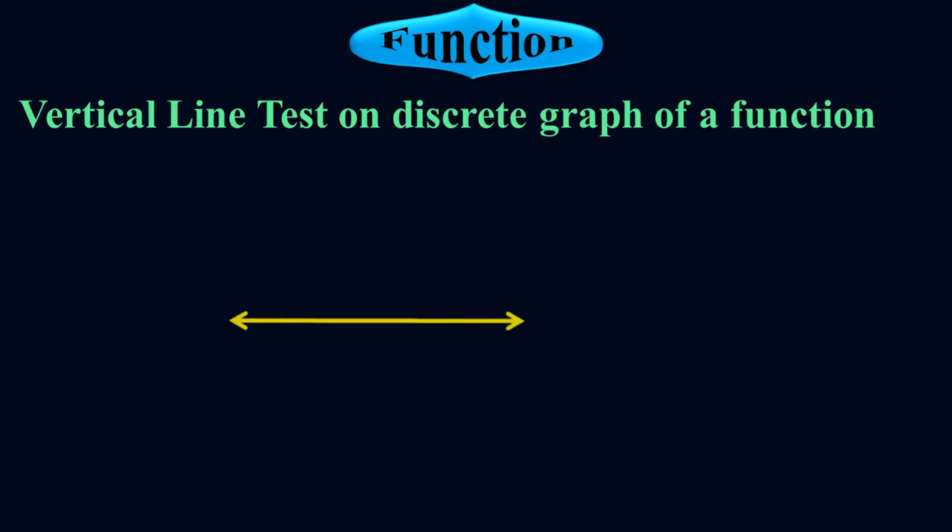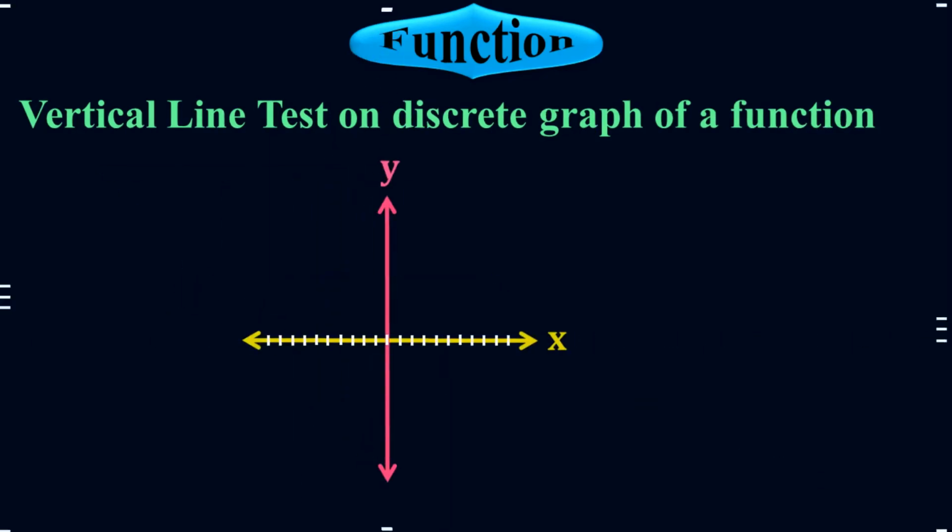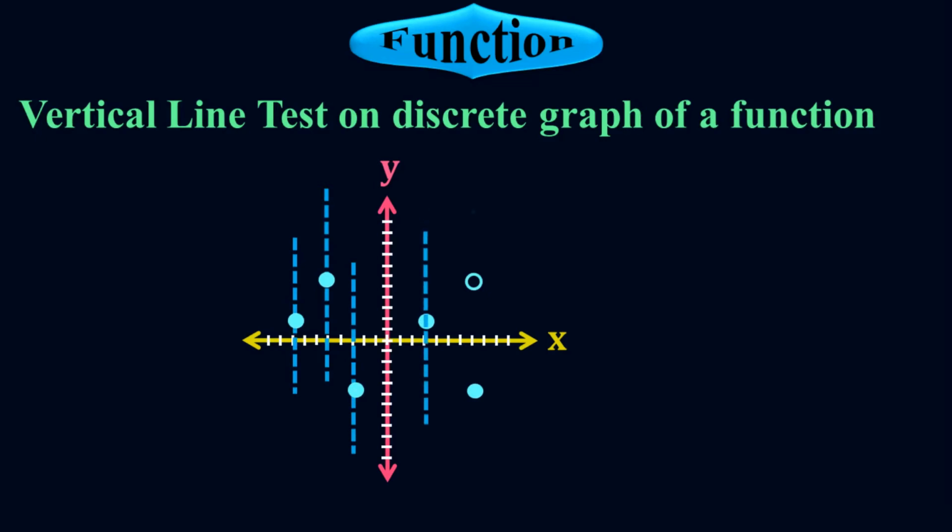Let me give one more example where its graph is in this shape. It's a digital graph. If I pass the vertical lines through different points, it satisfies the vertical line test because all the vertical lines pass through single points, even here. Because look, it is a circle. It is an empty circle. So the line passes freely without touching any point.